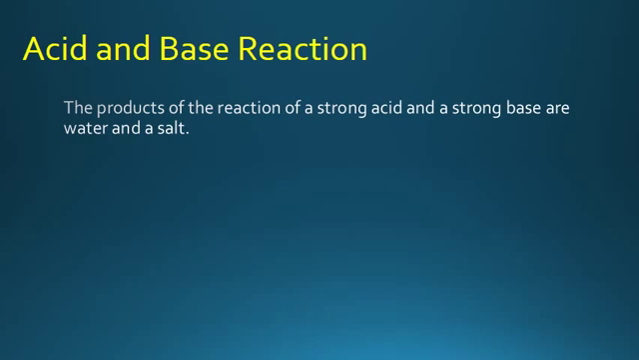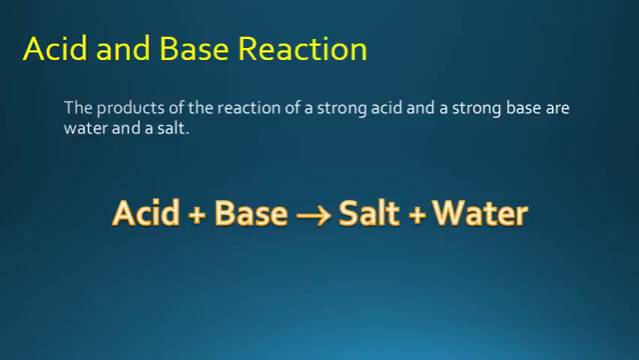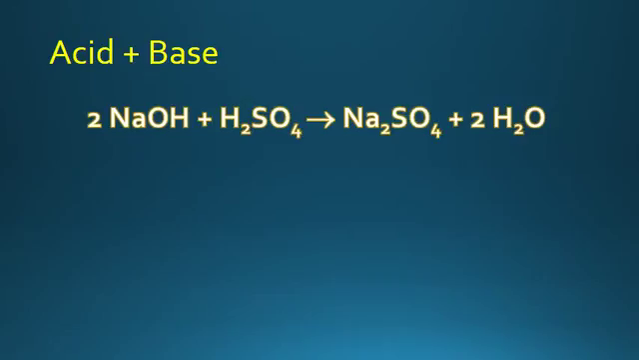So if I give you a reaction that contains a strong acid and a strong base, you will always end up with the same two products, salt and water. So let's take a look at this. We have sodium hydroxide. We know it's a base. It ends in hydroxide and it's an ionic compound. Sulfuric acid's one of the 7.